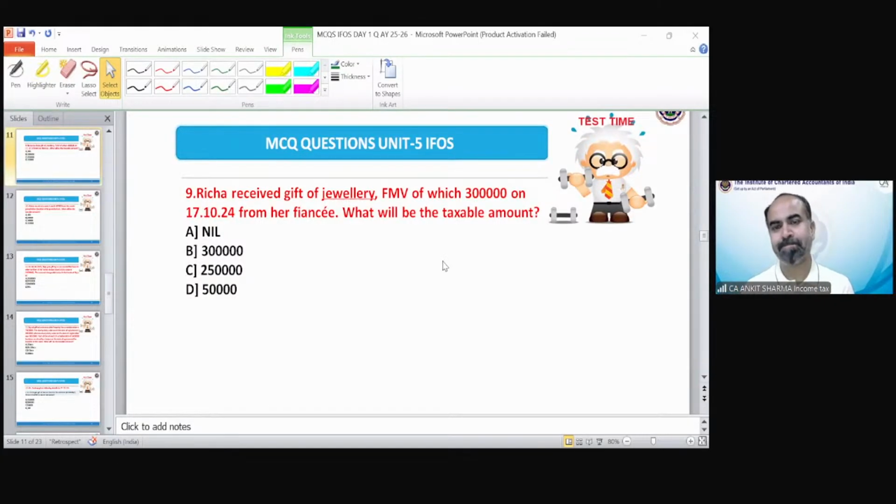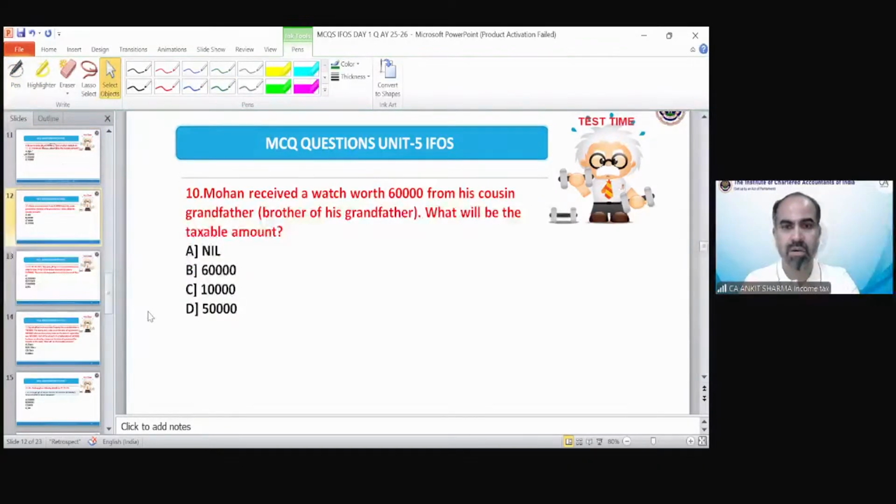Fiance is not a relative. Relative would be after marriage. So fiance would be considered as stranger. And if you receive any gift from a stranger exceeding that much amount, and that does fall in the definition of non-monetary item, this is going to be taxed. So the correct answer would be 3 lakh rupees. It does not fall in the definition of relative until the marriage happens.